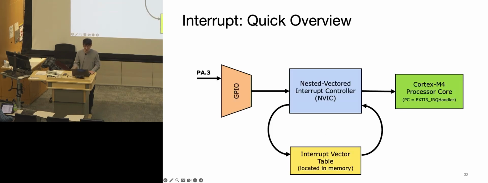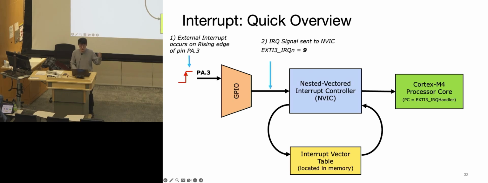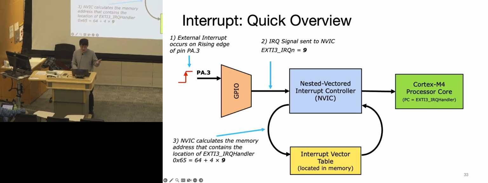Okay, I guess we'll do a quick review from the peripherals' perspective. Basically, some GPIO pin goes high. For example, this one is PA.3. This pin goes high, and we figure out that it's sending an interrupt request, and then a hot wire goes to the NVIC. The NVIC figures out it's wire 9, because it knows exactly which wire is hot. In this case, it's number 9, and then we do the calculation, 64 plus 4 times 9.